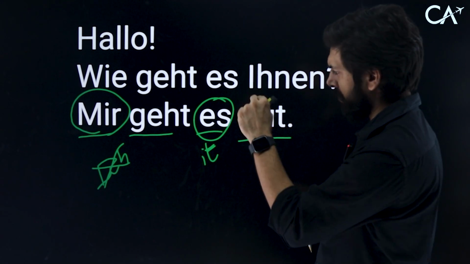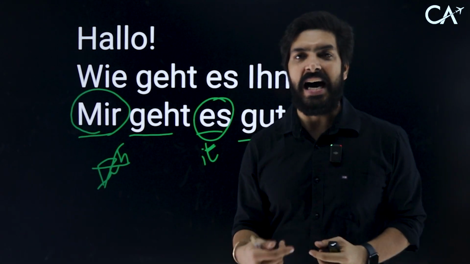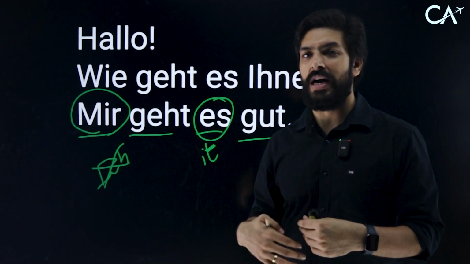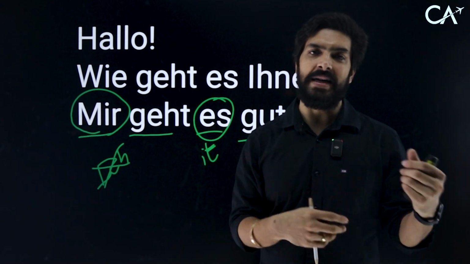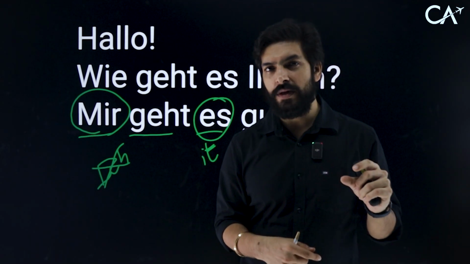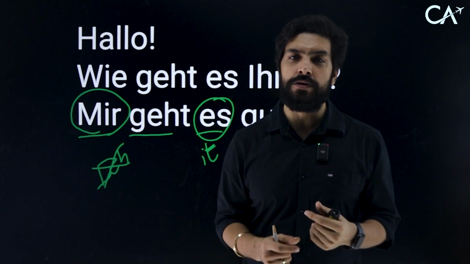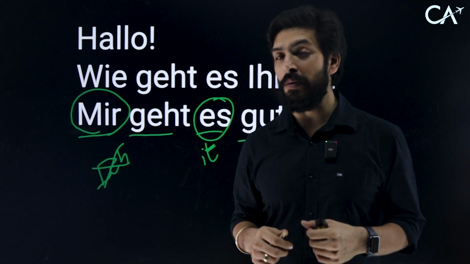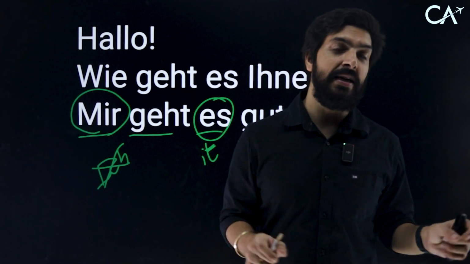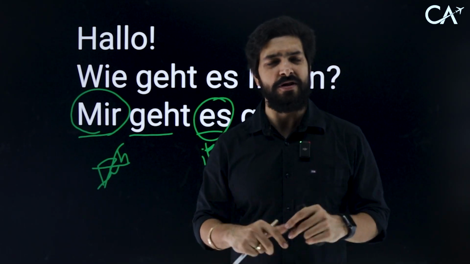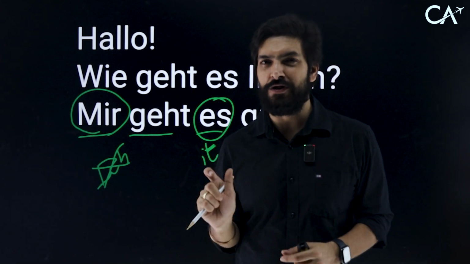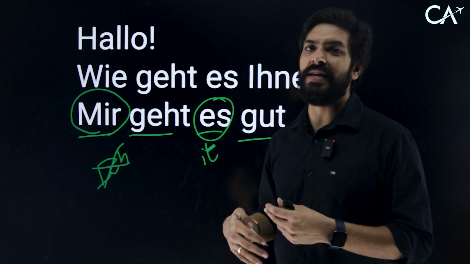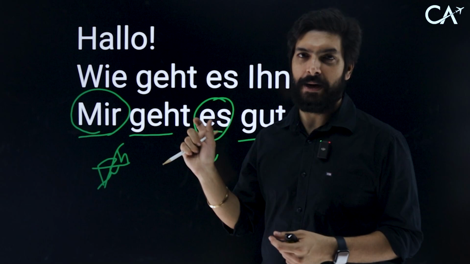Now remember these three phrases together. Hallo, wie geht es Ihnen? Mir geht es gut. See, in languages, any language you learn, if you try to remember phrases together, you will learn quickly. If you try to remember the rules and words separately, you will have lots of problems, trust me. So we don't do that. We try to remember phrases together, sentences together, so that when it comes tomorrow, we won't make mistake, right?